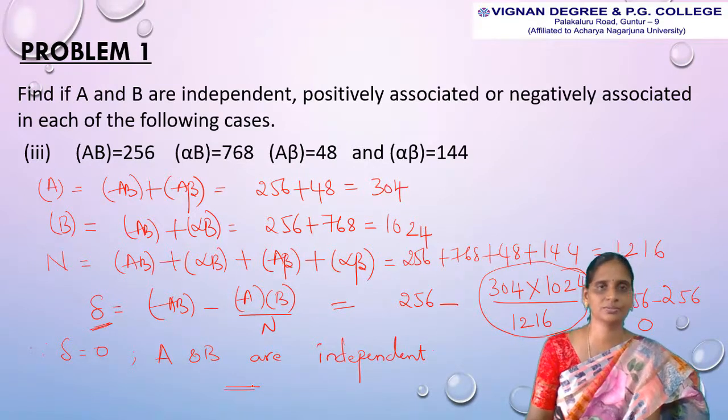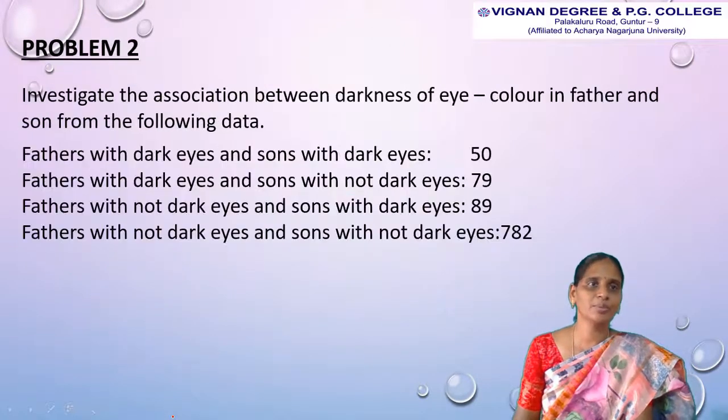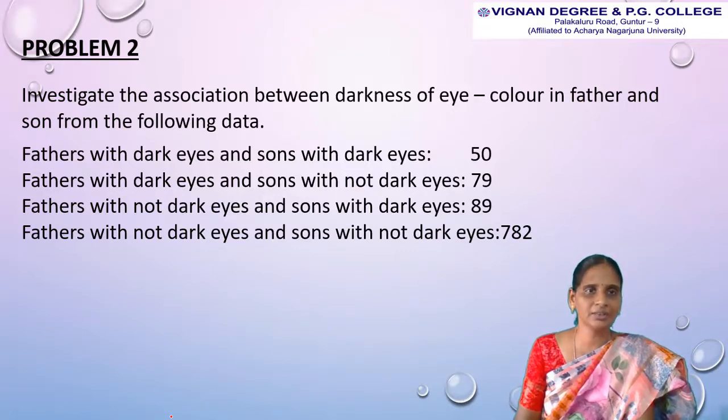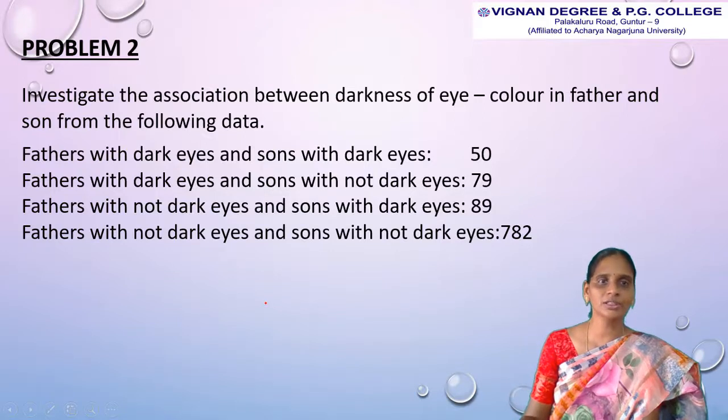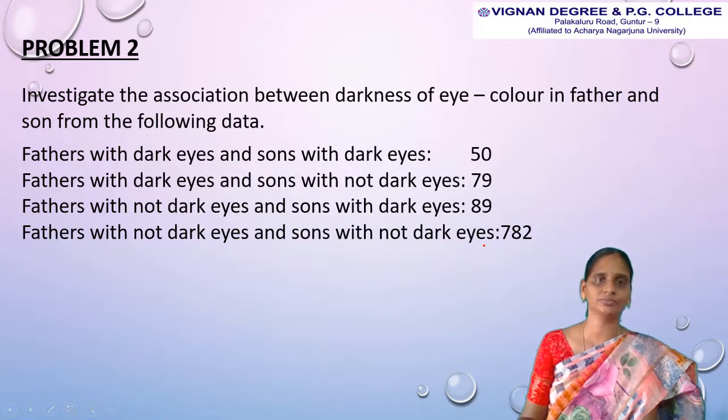Independent attributes. So this is the first problem. Second problem. Investigate the association between darkness of eye color in father and son from the following data. Fathers with dark eyes and sons with dark eyes is 50. Fathers with dark eyes and sons with not dark eyes is 79. Fathers with not dark eyes and sons with dark eyes is 89. Fathers with not dark eyes and sons with not dark eyes is 782.